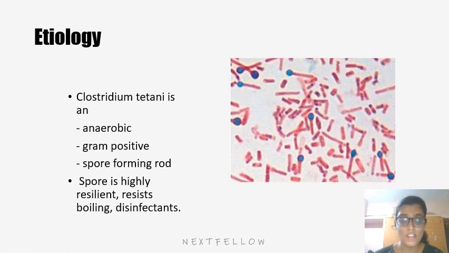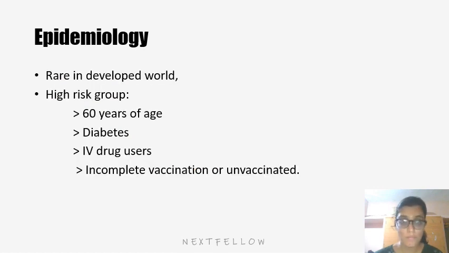So etiology is Clostridium tetani, which is an anaerobic, gram-positive and spore-forming organism. It has terminal spores as you can see here. The spore is highly resilient, resisting boiling and disinfectants. Tetanus is rare in the developed world. High risk groups are the elderly beyond 60 years of age, diabetics, IV drug abusers, and incompletely vaccinated or unvaccinated people.